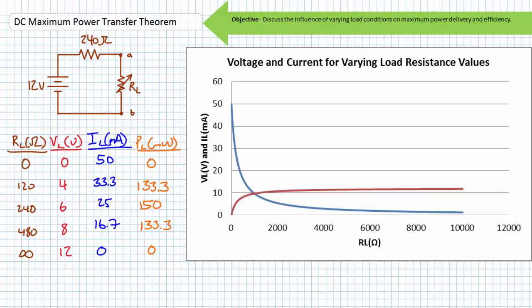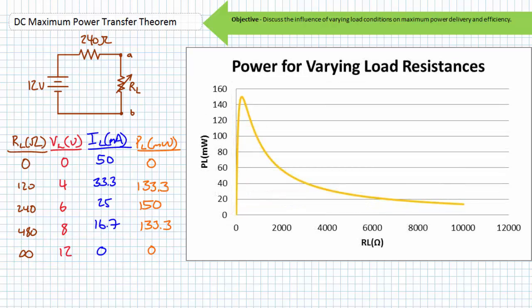In short circuit conditions at the far left, 50 milliamperes of current flows through a 0 ohm load resistor, and the load resistor exhibits 0 volt drop. In these short circuit conditions, power dissipated by the 0 ohm load resistor is 0 watts. In approximated open circuit conditions at the far right, 12 volts is dropped across the load resistor, yet 0 current flows through it. In these open circuit conditions, power dissipated by the infinite load resistance is 0 watts. In between these two 0-watt regions is where the magic happens.